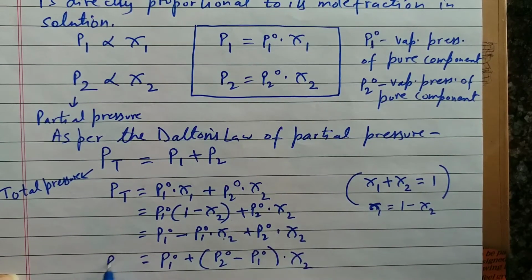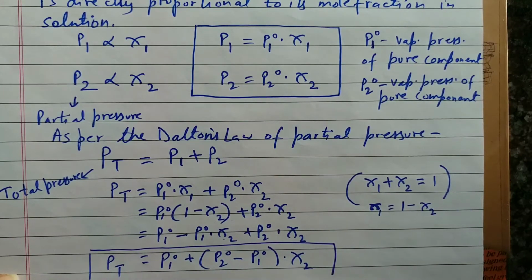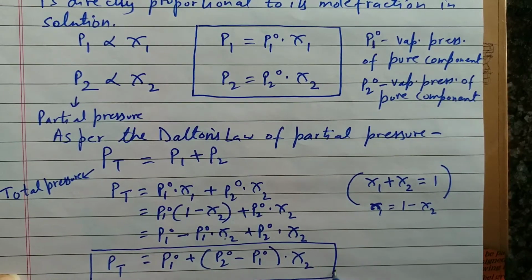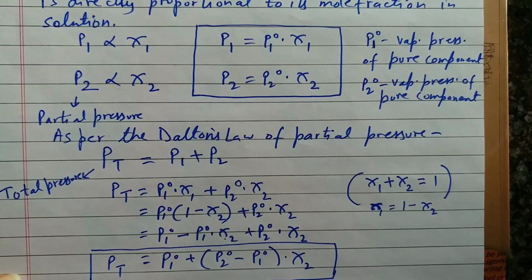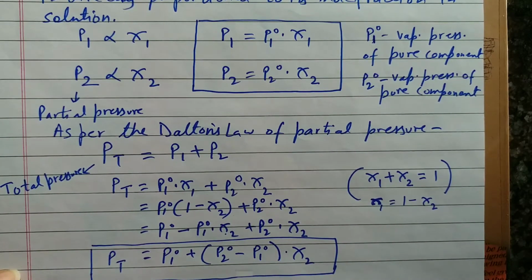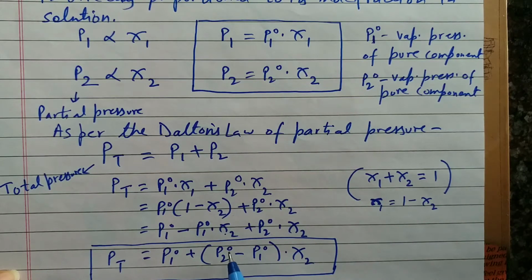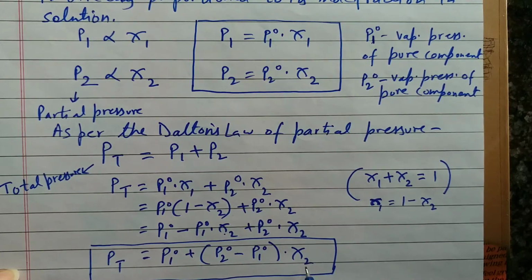So this is a relationship that we have derived, an expression for the total pressure of a solution where we have two components, 1 and 2, and P1 naught and P2 naught. What are these? These are the vapor pressures of the pure components. And what is chi2? Chi2 is the mole fraction of component 2 in the solution.